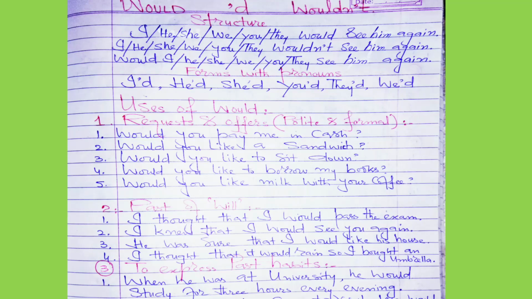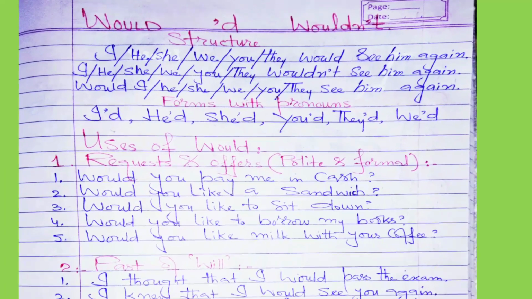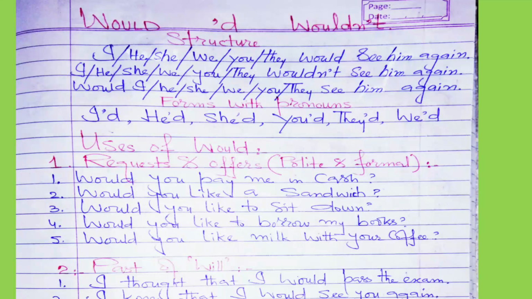As you see, this would has a contracted form also, that is written by simply adding apostrophe and d, and it also has a negative form, would not, and a contracted negative form, that is wouldn't. Would not, wouldn't. Now the structure.